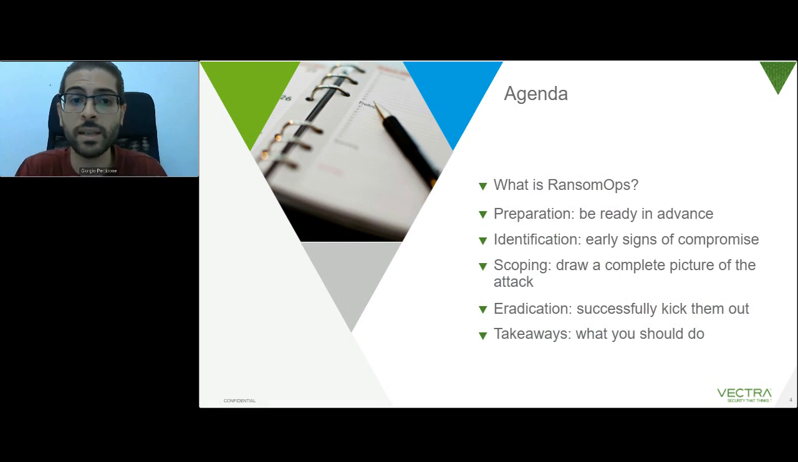Okay, so this is the agenda for today. We're going to talk about RansomOps, or ransom operations, and I'm going to give you some sort of definition about it. And then I'll go through some of the steps of the typical incident response process that we do for attacks like this. So we're going to talk about preparation, what to do in advance; identification, the core of this webinar; scoping, so how to find out about all of the assets involved in the compromise. Then finally, we'll talk about eradication, and we will summarize everything in the takeaways.